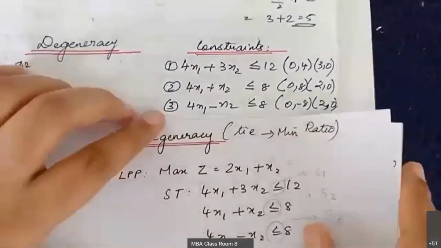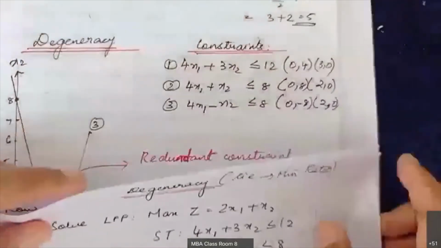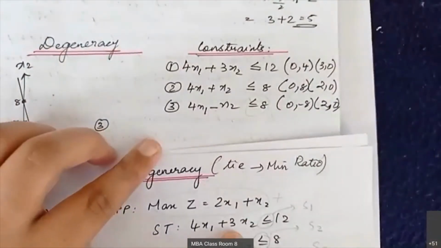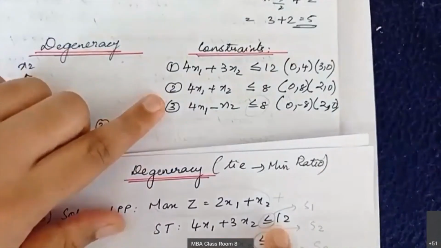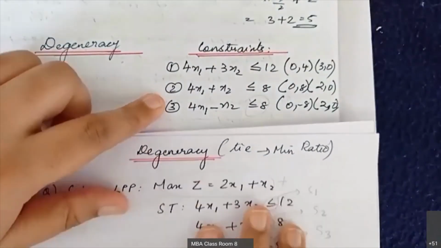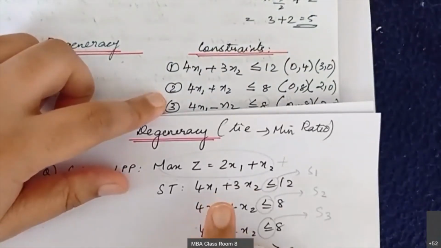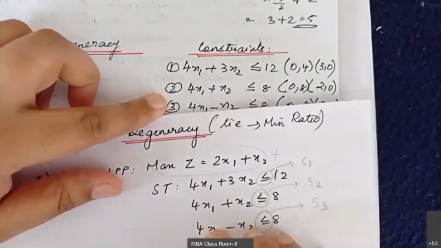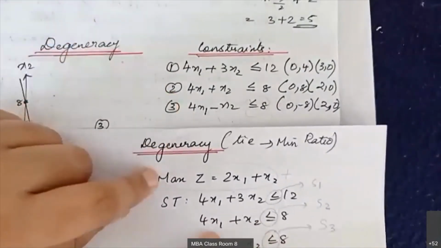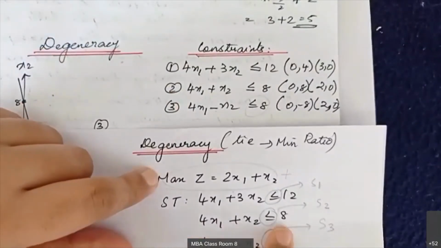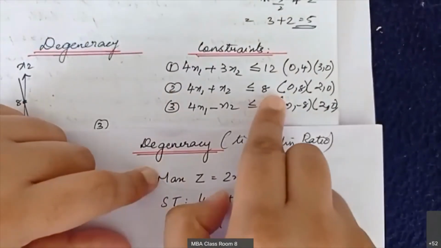See, this is the problem that we just now solved. Here we have 4x1 plus 3x2 less than or equal to 12. I'm drawing the graph of the LPP to show you how the constraints are coming. So this is the same LPP. Here the second constraint is 4x1 plus x2 less than or equal to 8. Over here also I have the same constraint.